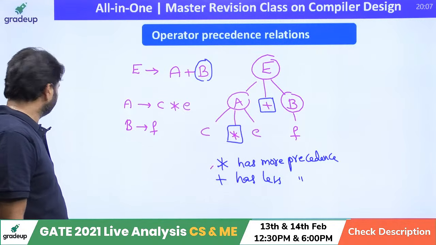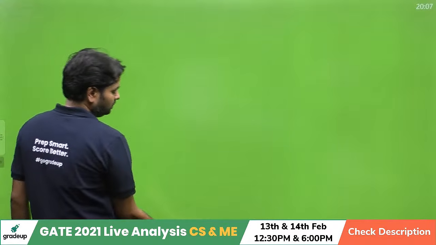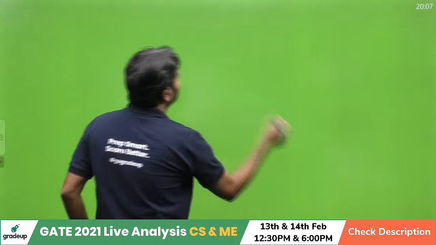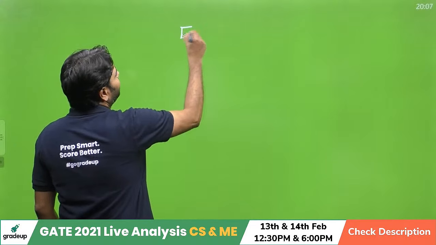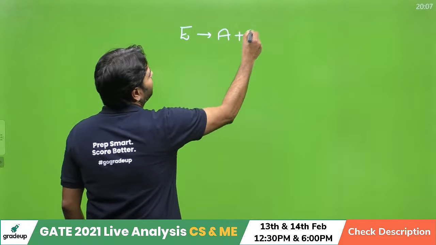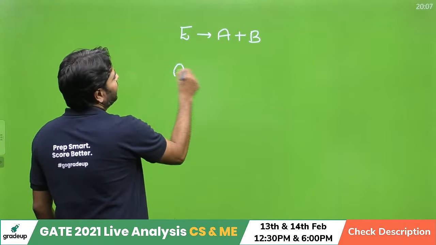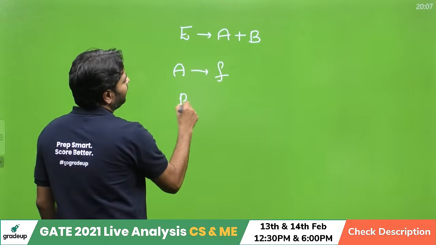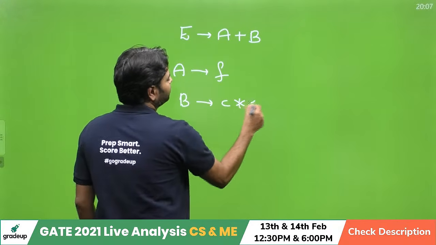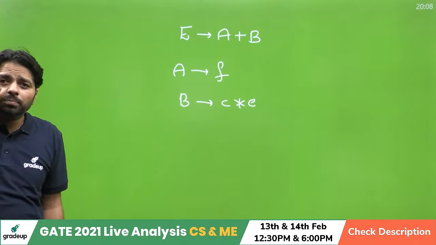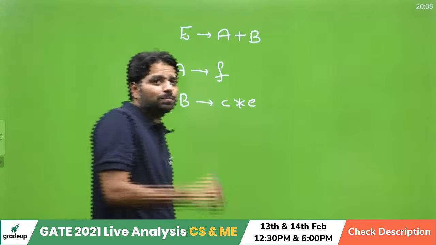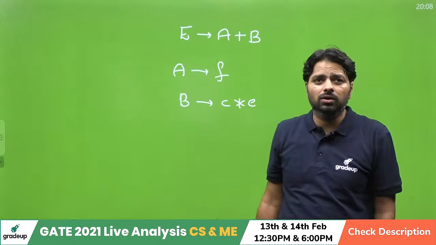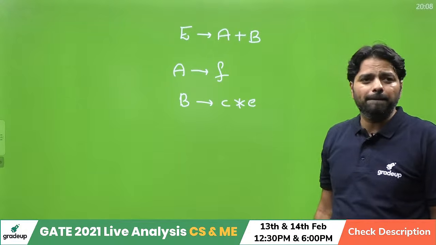Second one. E derives A plus B, and A gives F and B gives C star E. Now tell me, who has more precedence? Who has more precedence now? This time, come on, who has more precedence?